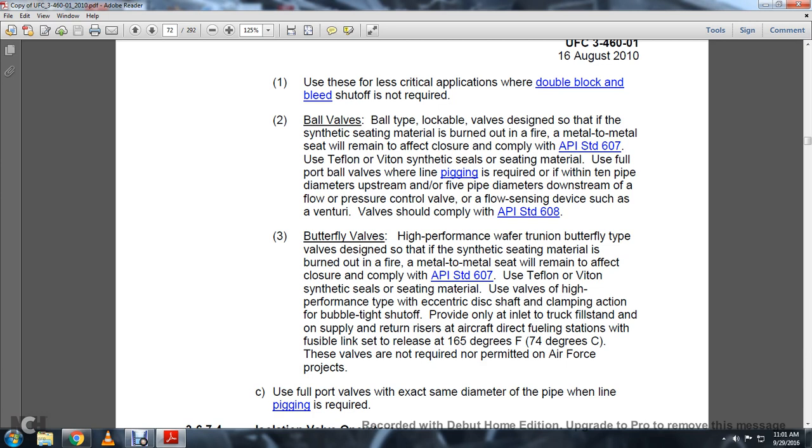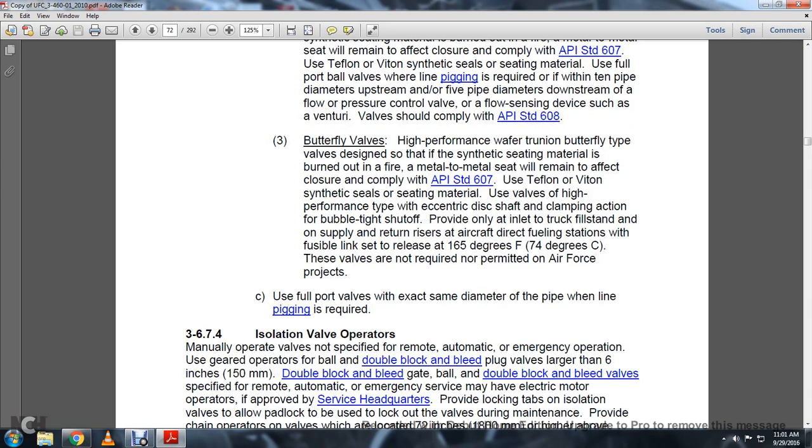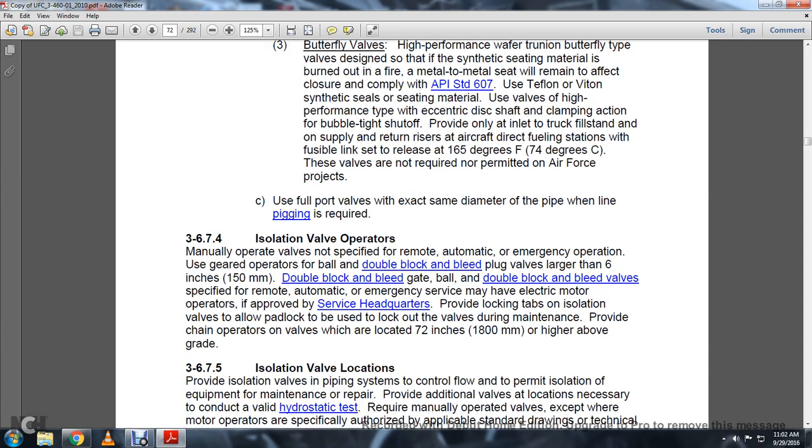Tight shut off and provide only with the inlet truck fill stand only on supply return riser on the aircraft direct with the fuel station with a fusible length required release of 165 degrees Fahrenheit. These valves are not required to be nor permitted with the Air Force projects. Use the fuel ports and exactly the same diameter of the pipe and the piping is required.